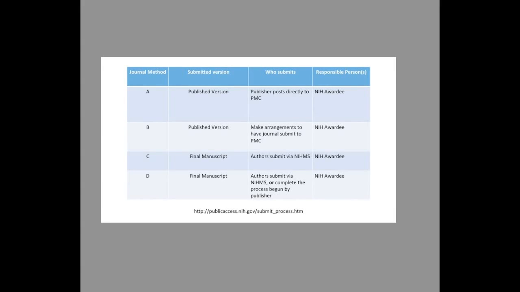There are 4 different methods that journals use to get articles into PubMed Central. The journals decide these methods. You don't get to pick one of your favorites. So journals subscribe to either A, B, C, or D methods, okay?